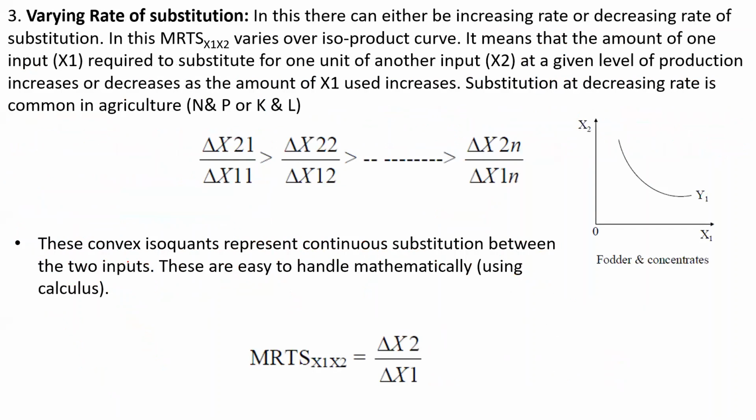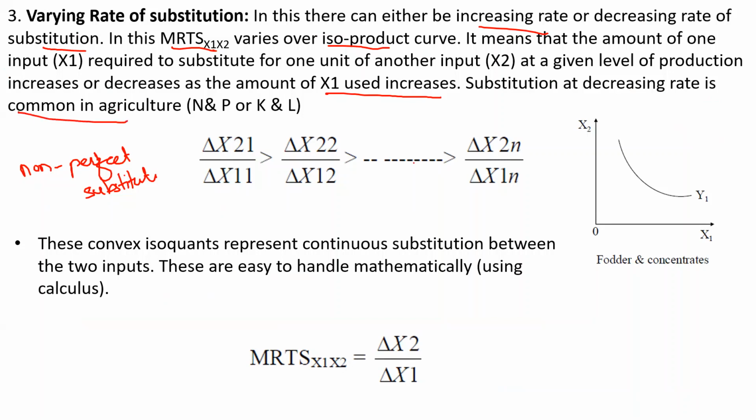Next we have varying rate of substitution. This is in this if they are not perfectly substituted, they are non-perfect substitutes. So in this case, we can see varying rate of substitutes. In this, there are either can be increasing rate of substitution or decreasing rate. The marginal rate of technical substitution varies over the isoproduct curve, that or we can say isoquant. It means that amount of one input required to substitute for another input at a given level of production increases or decreases as amount of x1 used increases. The substitution and decreasing rate it is common in agriculture.